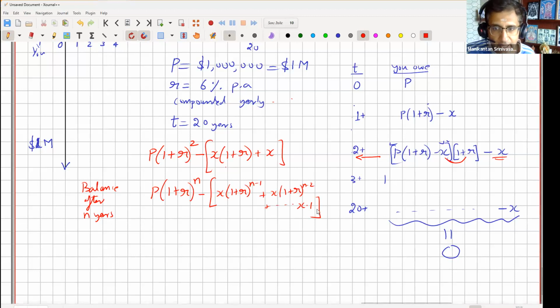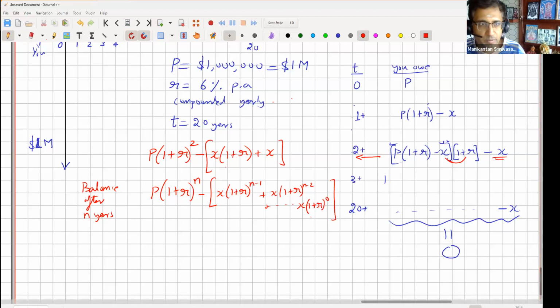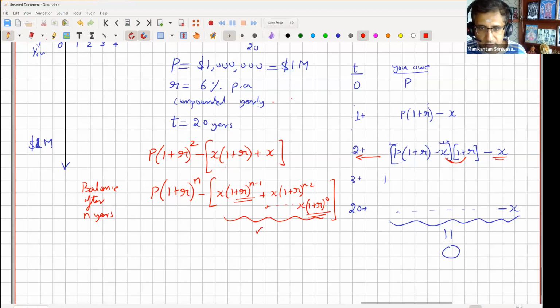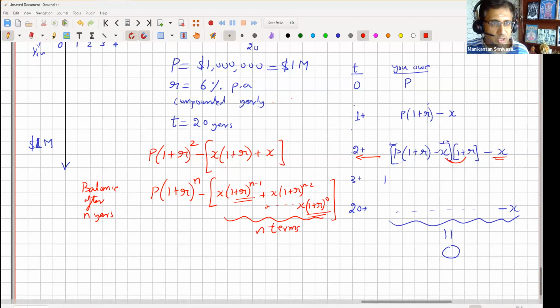Or rather, I'll just say X into, just so that I can follow the same pattern, rather than saying X into 1, I'll just say 1 plus R power 0. Even though we all know 1 plus R power 0 is 1. So my 1 plus R power ranges from 0 to n minus 1. So there are n terms here, right? And it's a geometric progression. We can see that it's a geometric progression. 0 to n minus 1 is n terms. Now we can apply the geometric progression formula.